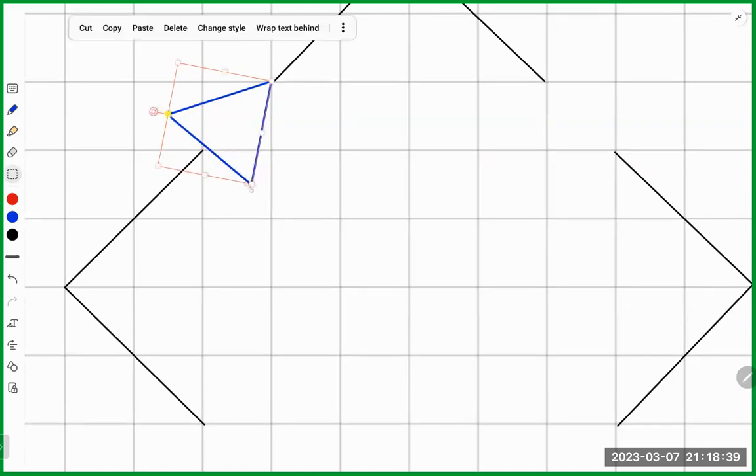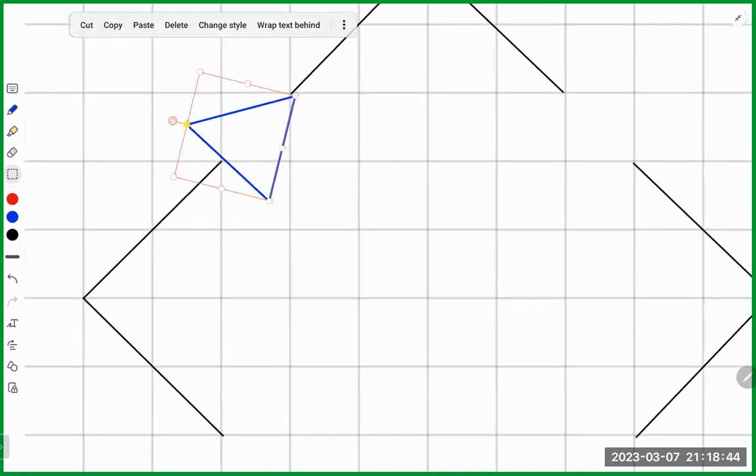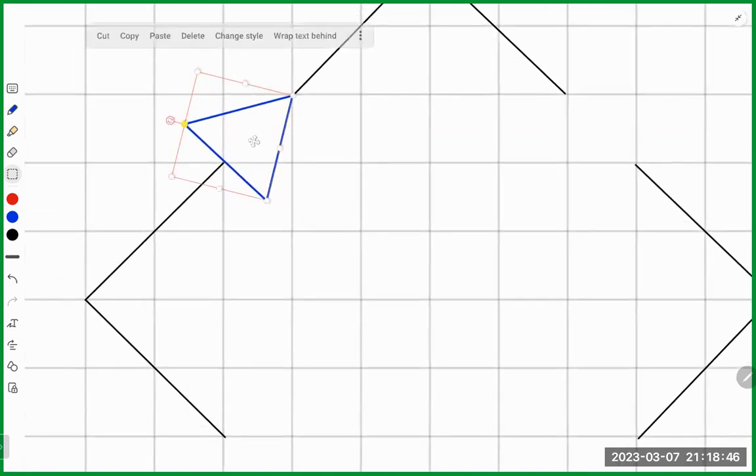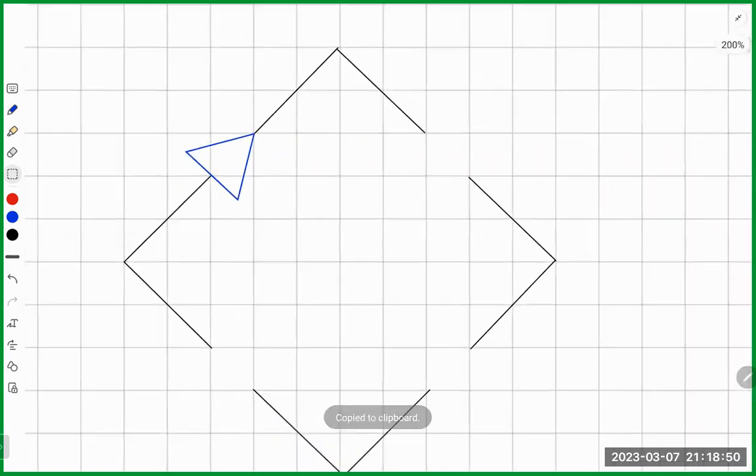Just 1 second. Okay, now I'm making a bridge rectifier.